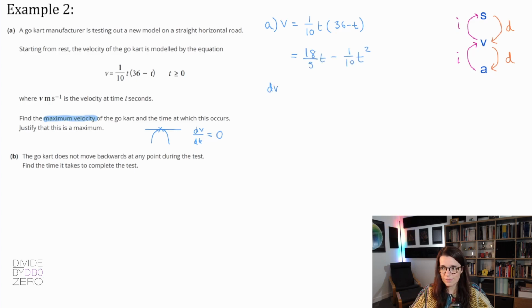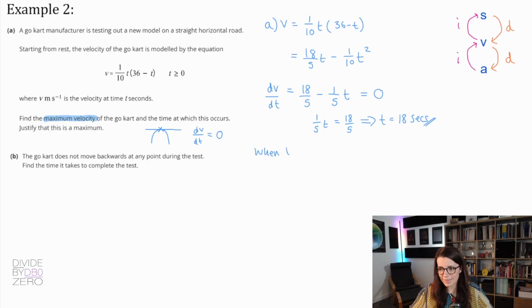And then let's do dv/dt, which would be 18/5 minus 1/5 t in this case. Now we know for the maximum that we want that equal to 0. So all we need to do is solve for t. 1/5 t equals 18/5, which means t is 18 seconds. We can then use that t value to find the maximum velocity.